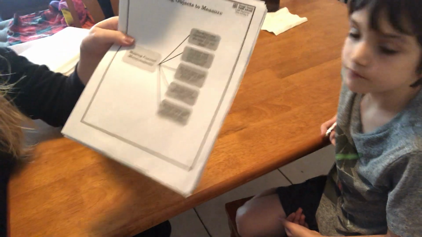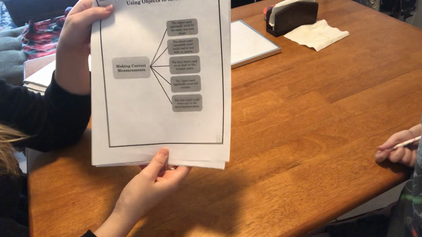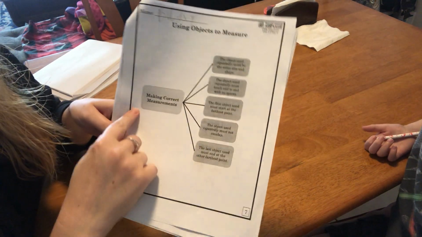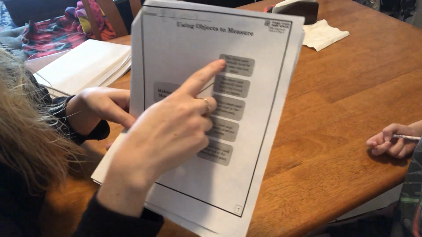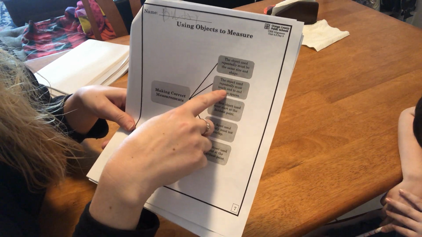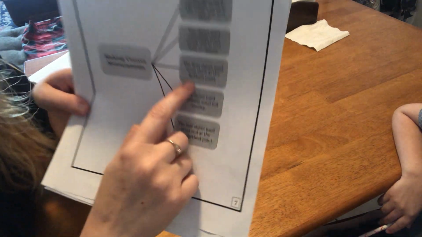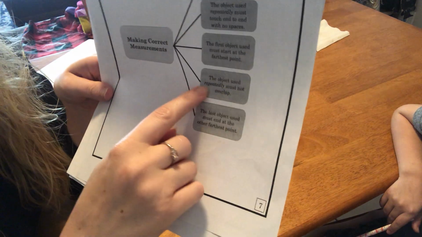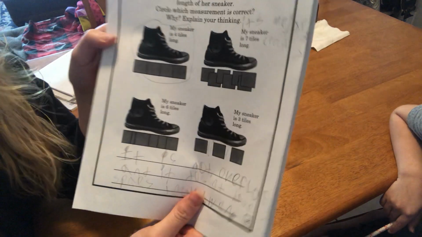All right, now we have using objects to measure. So making correct measurements. This is basically reiterating the same thing we learned the day before. The object used repeatedly must be the same size and shape. The objects must touch end to end with no spaces. They must start at the furthest point and not overlap, and they must end at that farthest point. So same type things.